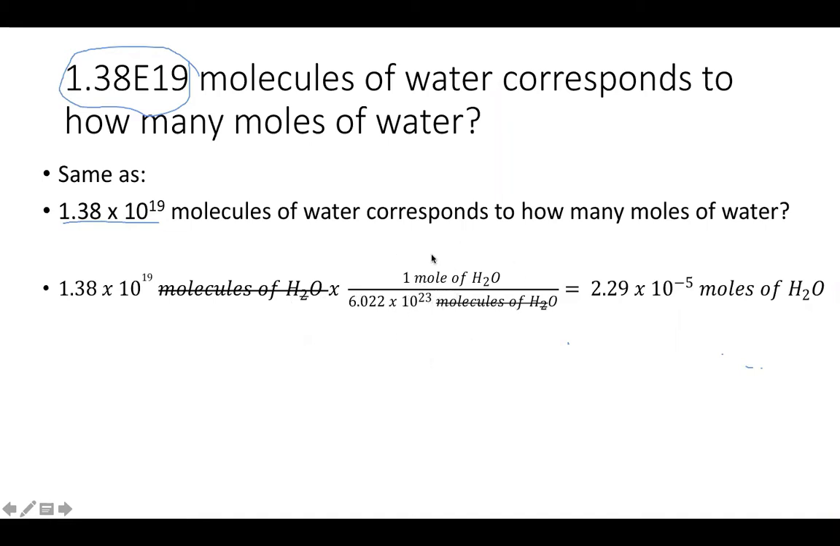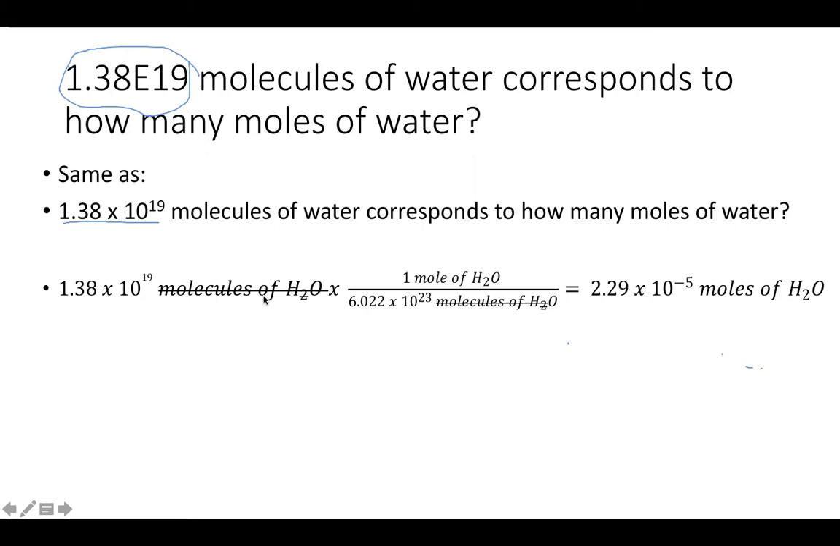Again, you guys can decide how best to convert things. Maybe this is not how you like to do conversions. This is what makes sense to me. I find my conversion factor: 1 mole of anything has 6.022 times 10 to the 23rd molecules of that thing. Then I put what I want on top and what I'm trying to get rid of on the bottom. The question is asking for moles, so I need to get rid of those molecules. So 6.022 times 10 to the 23rd molecules goes on the bottom, and 1 mole of water goes on top.